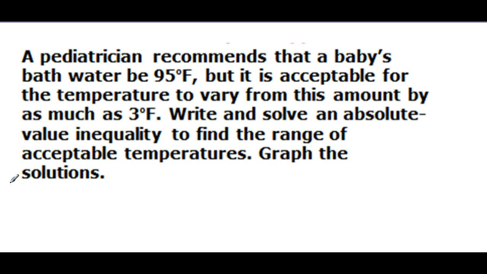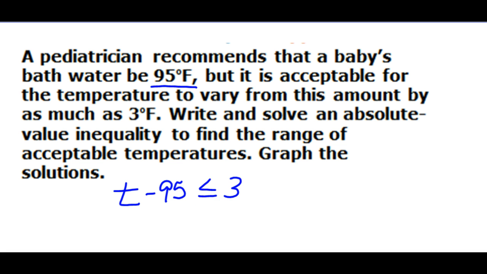Okay? Here's the hard part. Here's where we're going to take a word problem and we're going to turn it into an absolute value inequality. A pediatrician recommends that a baby's bath water be 95 degrees, but it is acceptable for the temperature to be up to 3 degrees over or under that. Write and solve an absolute value inequality to find the range of acceptable temperatures. So we're going to let T be the temperature. Now, to find the difference between the actual temperature and what they suggested, we'll subtract to find the difference. And it can be up to 3 degrees. So that means it has to be less than or equal to 3 degrees.